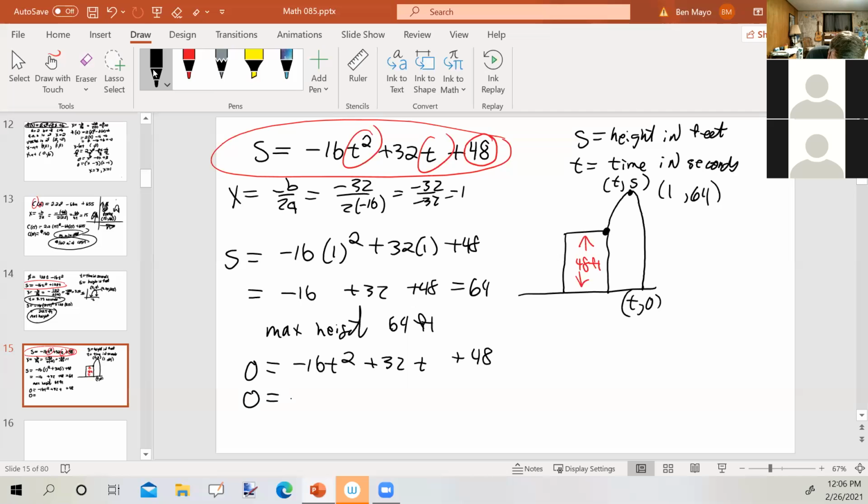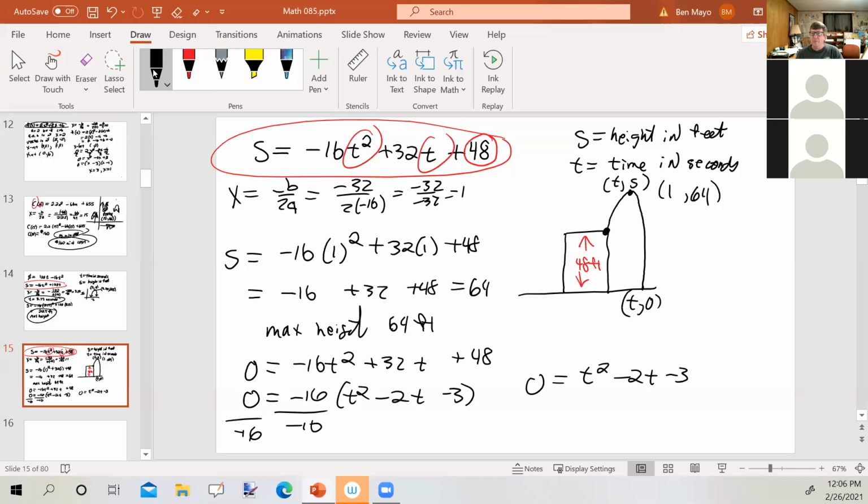I could factor out a -16 and then divide both sides by -16. So I could say 0 equals t squared minus 2t minus 3. Do you want me to solve that by factoring, because it factors fairly easily, or using the quadratic formula? We can factor it. Okay. Sorry I'm making you guys talk so much today.